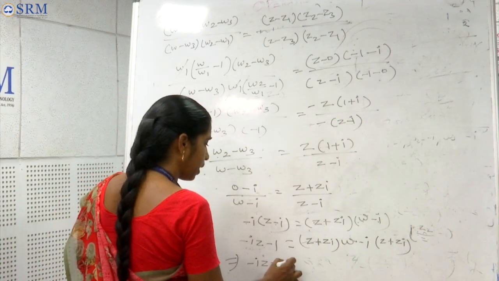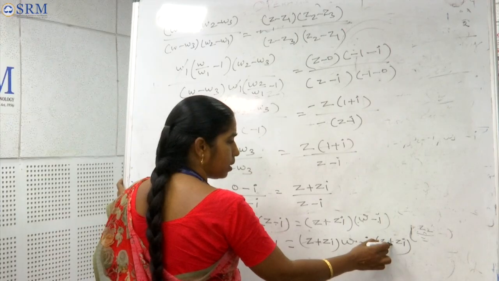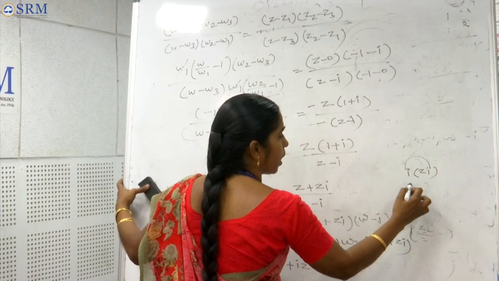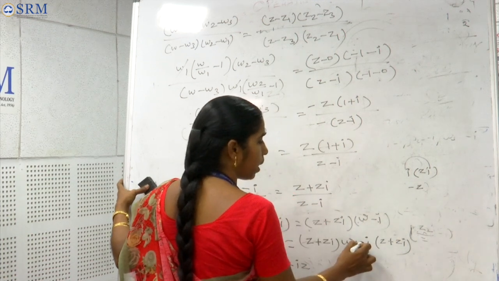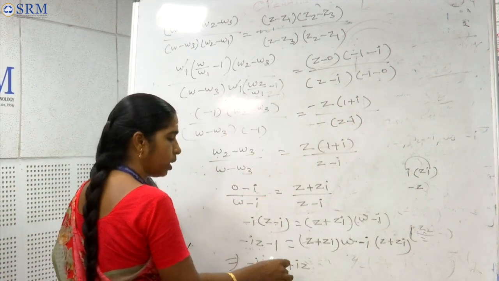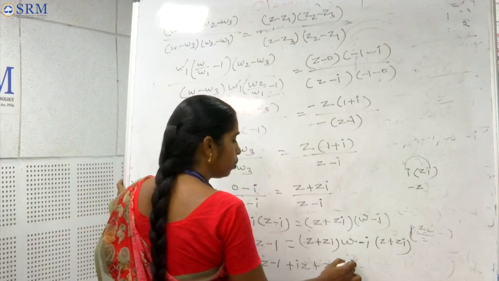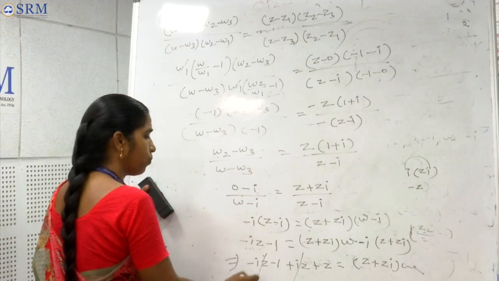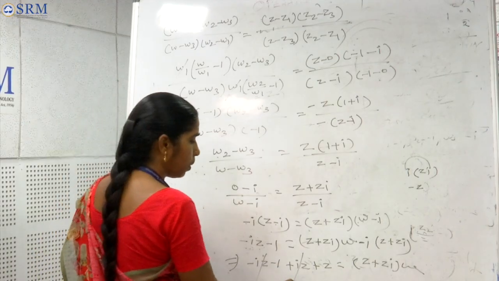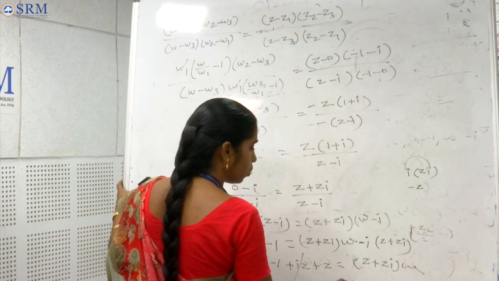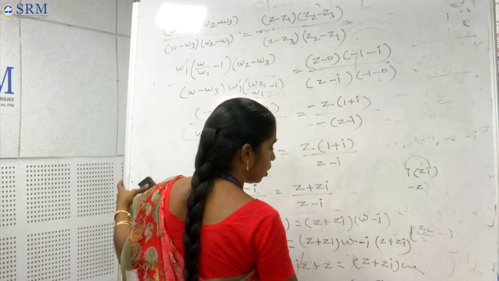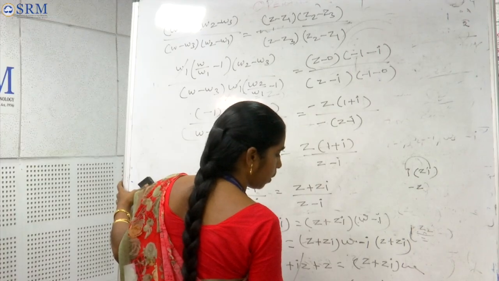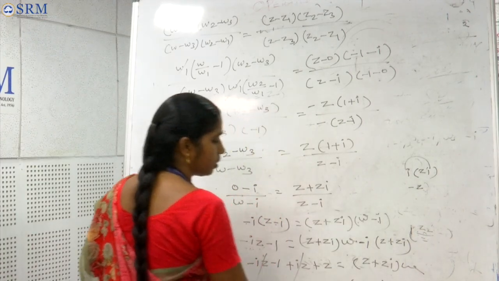This is plus IZ minus Zi. So I into Zi, I squared gives minus Z, but here minus is there, so plus, and this side means only a plus Z is equal to (Z plus Zi) into W. Sorry, the answer for that is IZ. The remaining is Z minus 1 is equal to (Z plus Zi) into W. So the final answer is W is equal to (Z minus 1) divided by (Z plus Zi). This is the final answer.